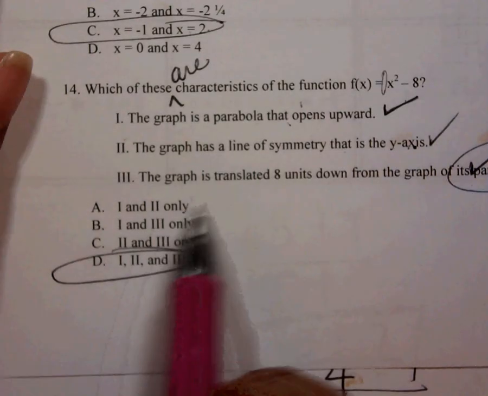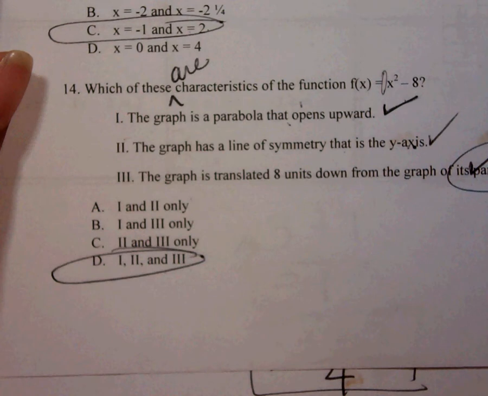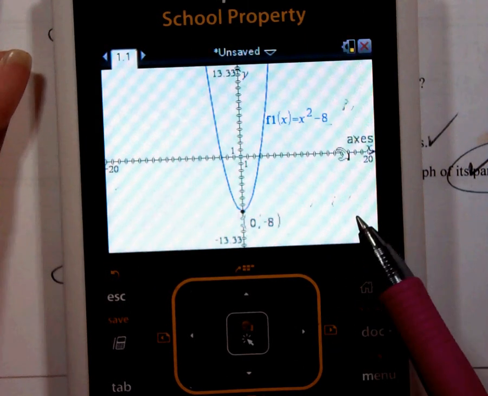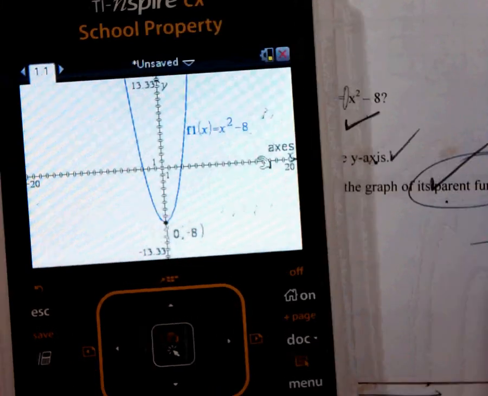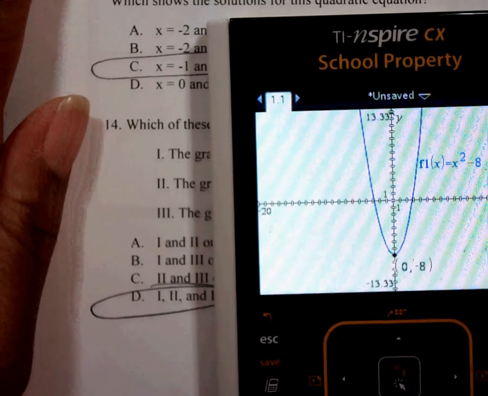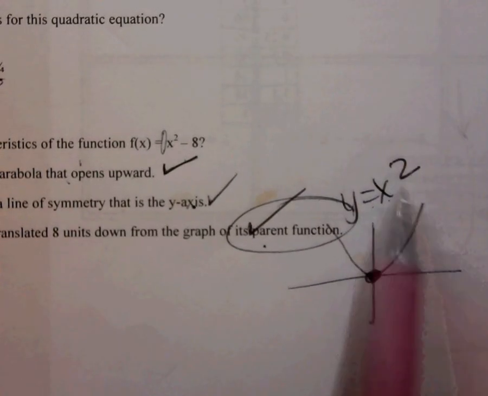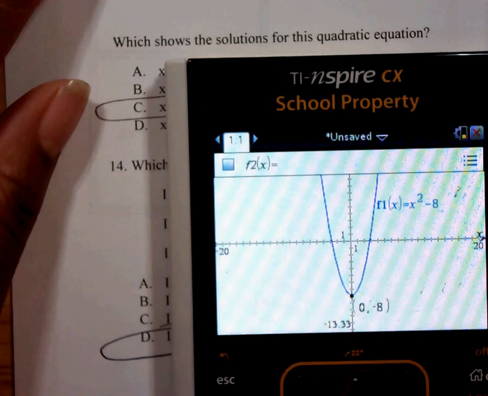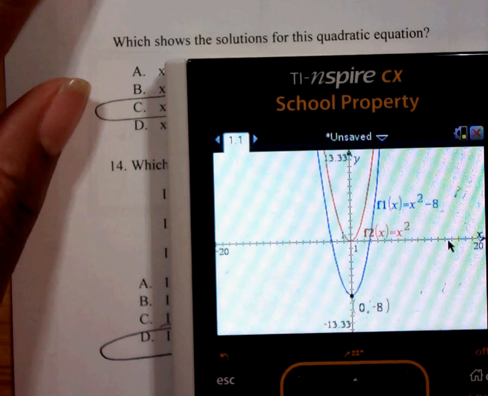Then it says the graph is translated 8 units down. Okay, well, if we look at it, is it 8 units down from the parent function? Because that's what it says. Well, who is the parent function for quadratics? The quadratic parent function is y equals x squared. So let's go and look at y equals x squared and just make sure. Well, the parent functions always go through the origin.